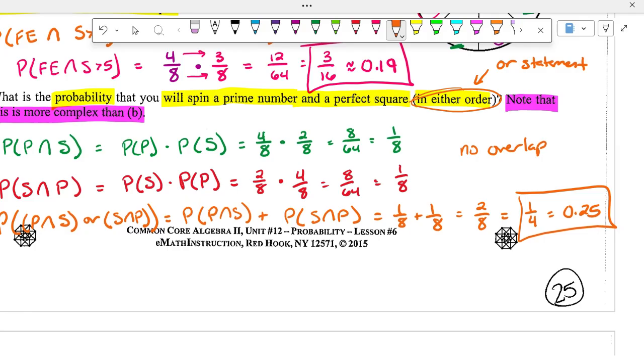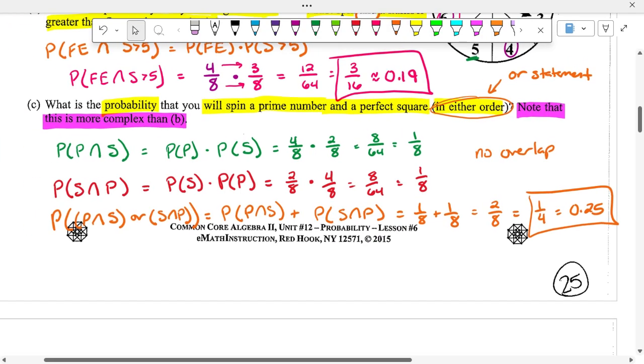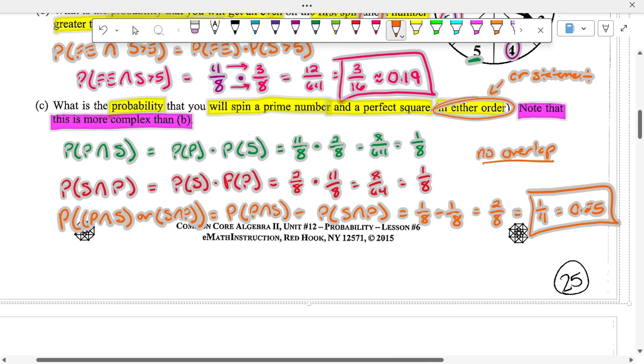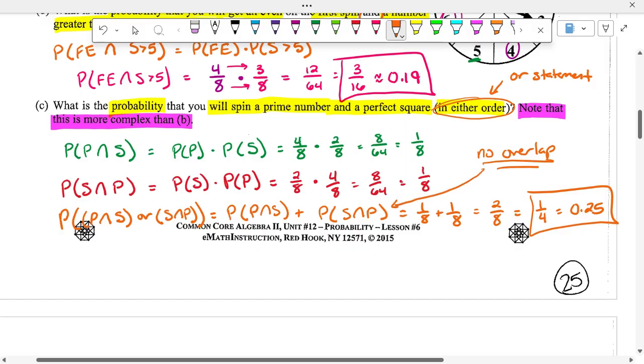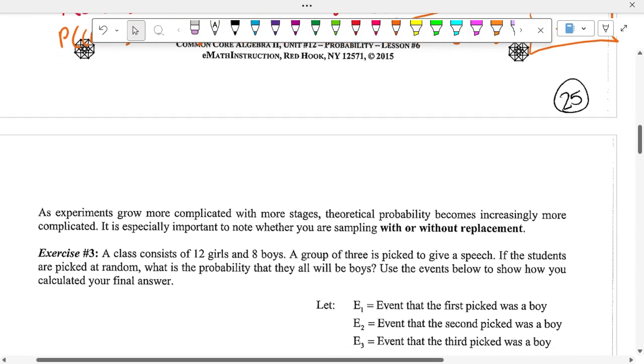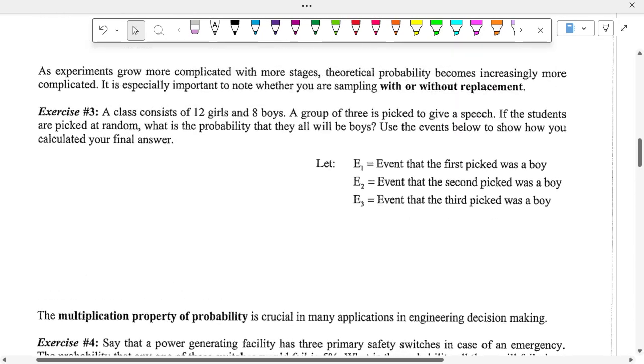So guys, that's another thing you gotta be careful about when you do those or statements. You gotta ask yourself, is there overlap? If there's not, you can just flat out add them. But if there is, you gotta subtract out that overlap. Okay? So be careful. There was no overlap, so I just flat out add. All right?